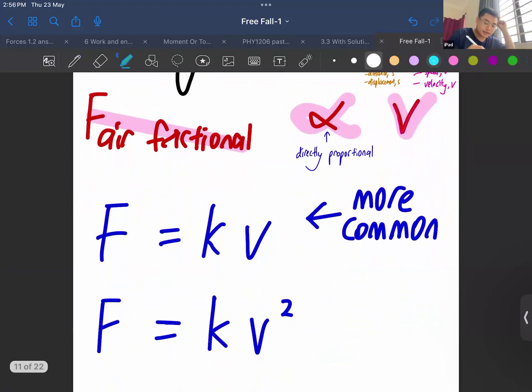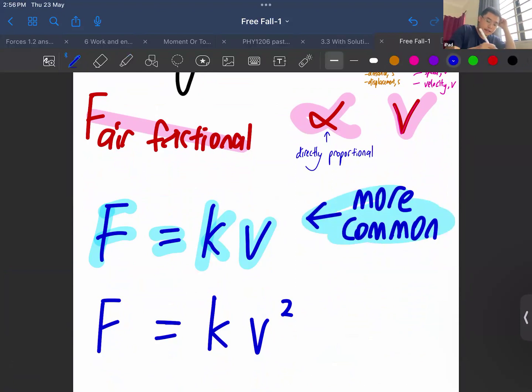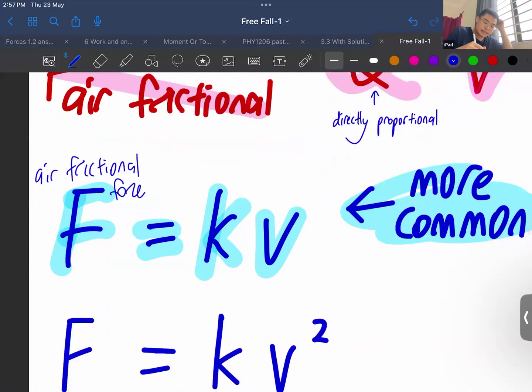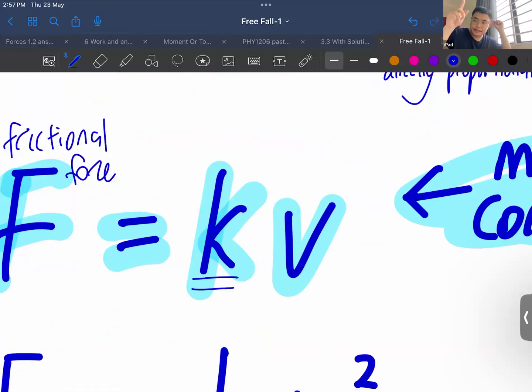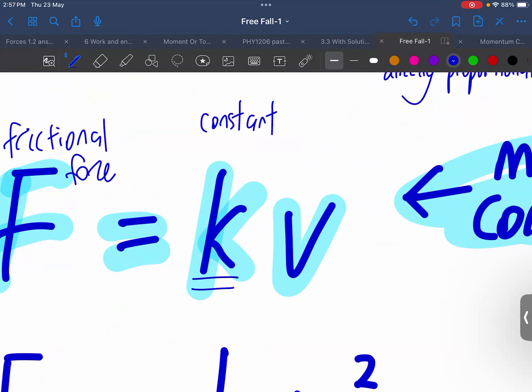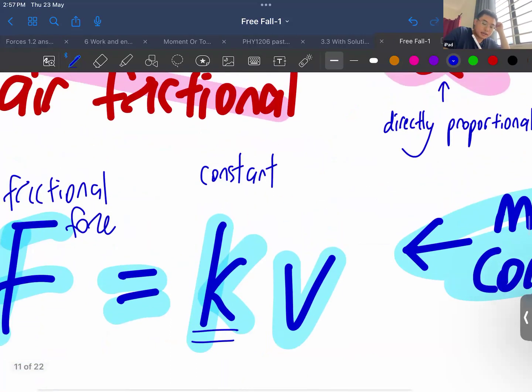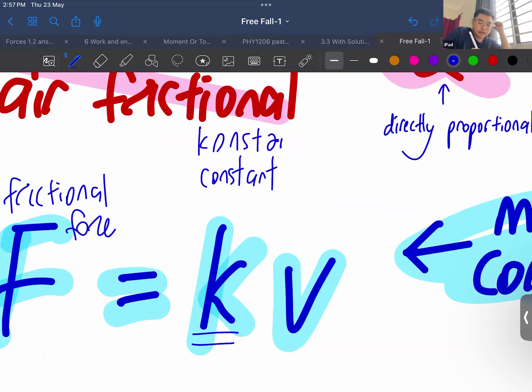In your syllabus, normally we say that F equals kV. The F is air frictional force. Look at this k. In physics, whenever you see a small letter k, do you know what that means? It means something constant. Constant starts from k, right? So no wonder we use small letter k to denote something constant.